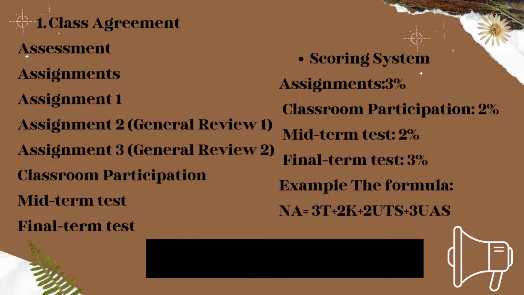Number 1 is assignment, 3%. Number 2 is classroom participation, 2%. Number 3 is midterm task, 2%. Number 4 is final term task, 3%. For example, the formula is NA: 3T plus 2K plus 2 UTS plus 3 UAS.